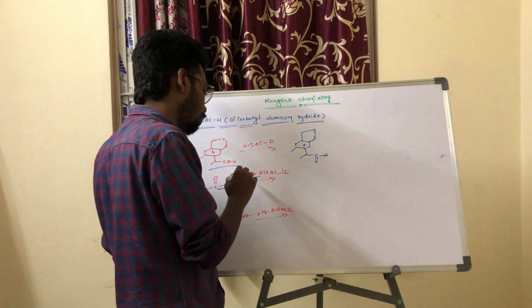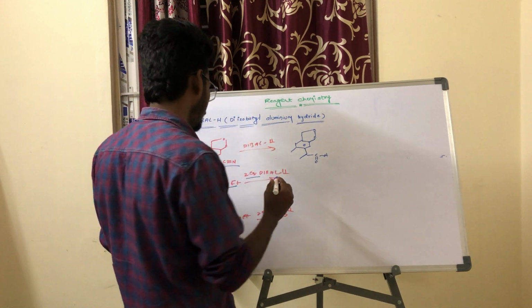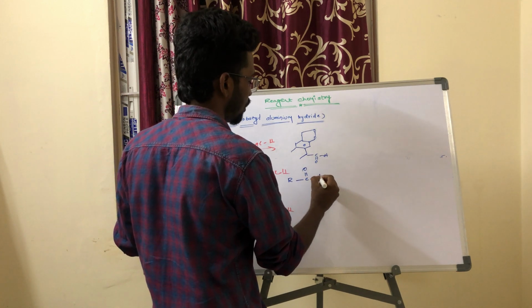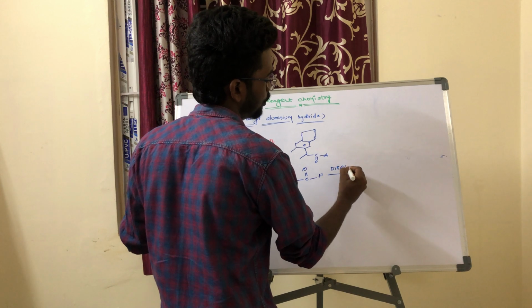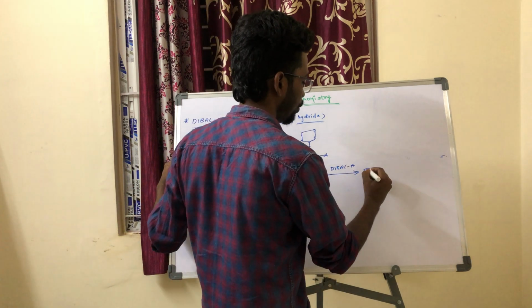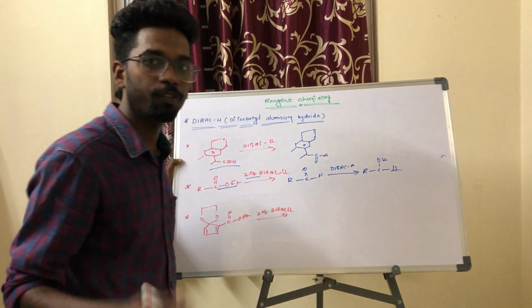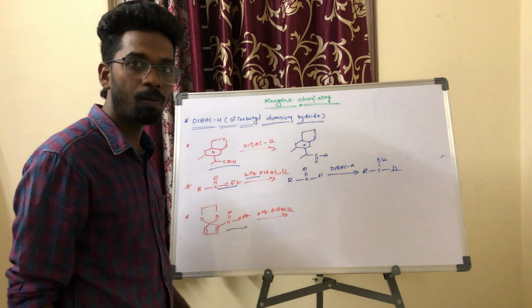Please note it down. Here they have given 2 equivalents, right? So first you will get the aldehyde, and again it is treated with one more DIBAL-H, so it is going to give the alcohol, right? Finally we'll get the alcohol compounds. Again here you can see the ester compound.